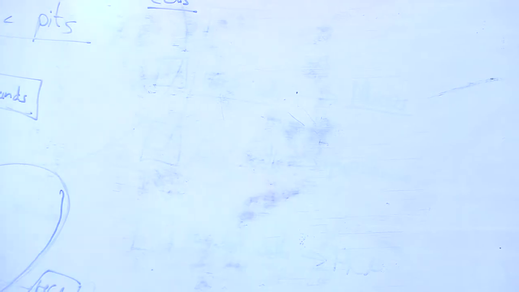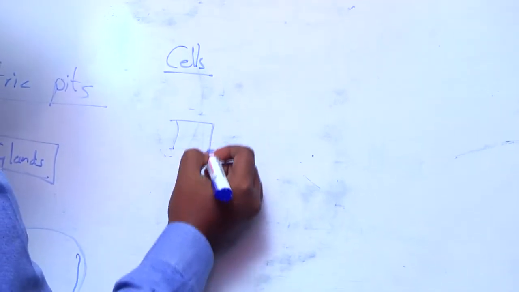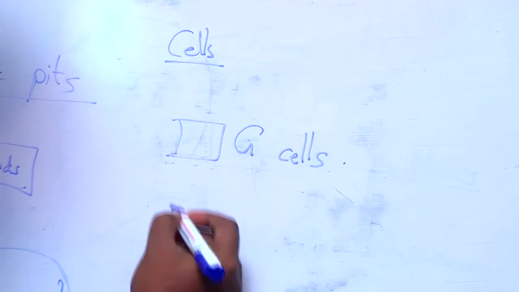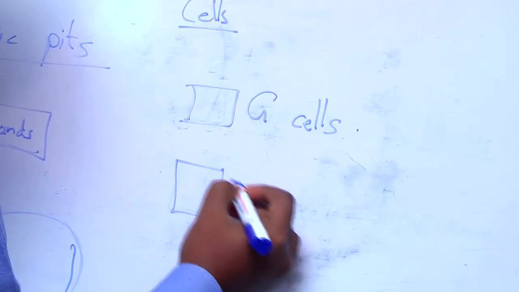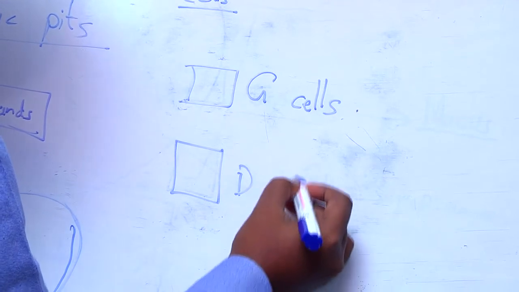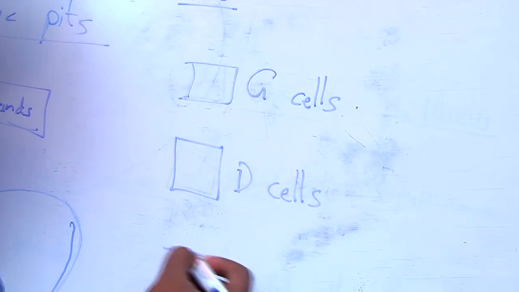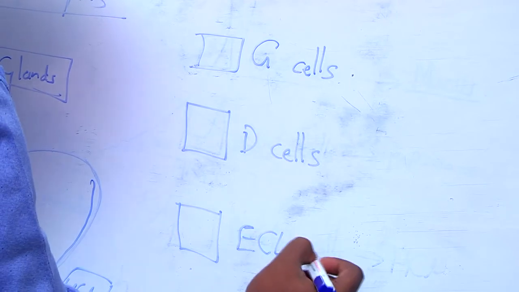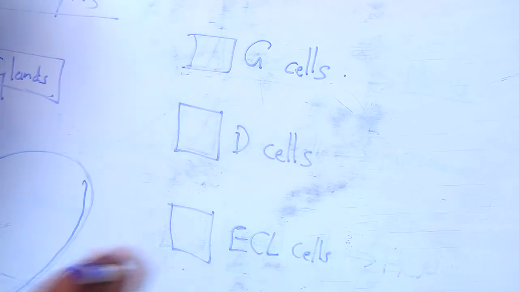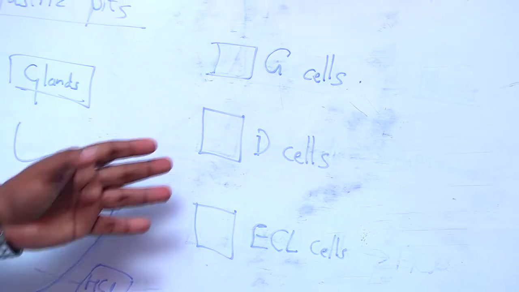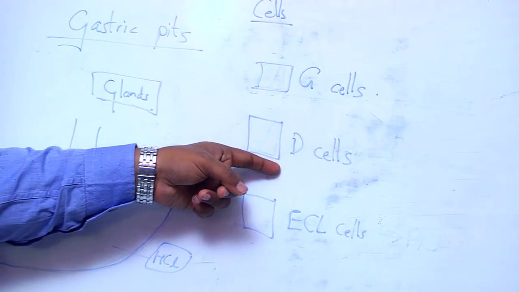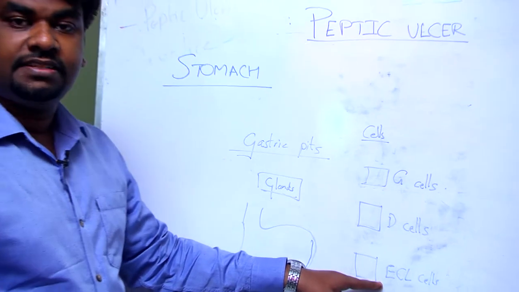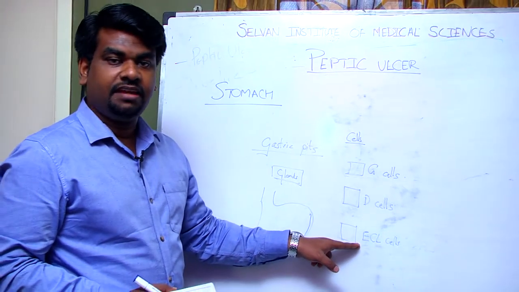So next, the three main cells are called G cells, D cells and ECL cells. The G cells are referred to as gastrin cells. D cells are also called somatostatin cells, and ECL cells are called enterochromaffin like cells.